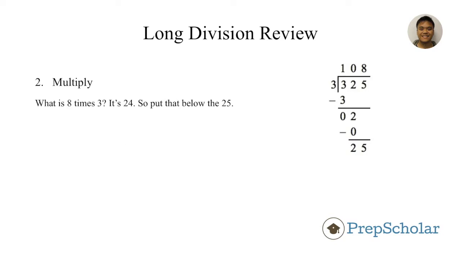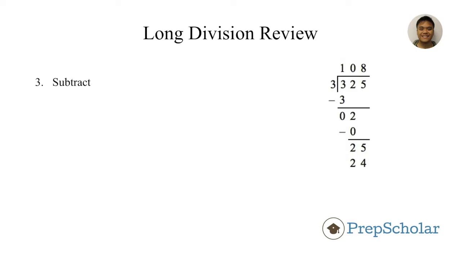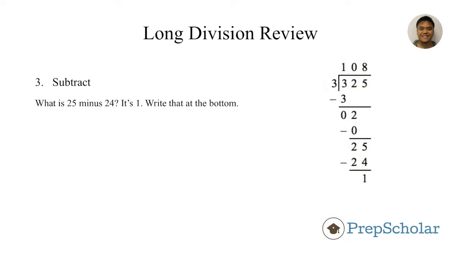Second, we multiply. What's 8 times 3? It's 24, so put that below the 25, like this. And then we subtract. What is 25 minus 24? It's 1. So we write that at the bottom, doing our subtraction vertically again. And now we have no digits left to drop down, no more to bring down, so our remainder is 1, and we can write a little square around it.